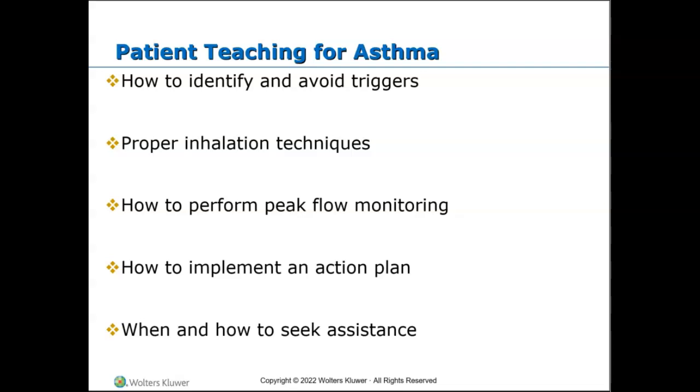How to implement an action plan when they start to see, using their peak flow monitoring, that they get in the yellow zone, right? So they can stop it before it gets to a red zone. And when and how to seek assistance, right? All of those things. We need to give them very detailed information about what to do with an asthma attack, right? Or what to do when they're using their peak flow monitoring and get to the yellow zone.